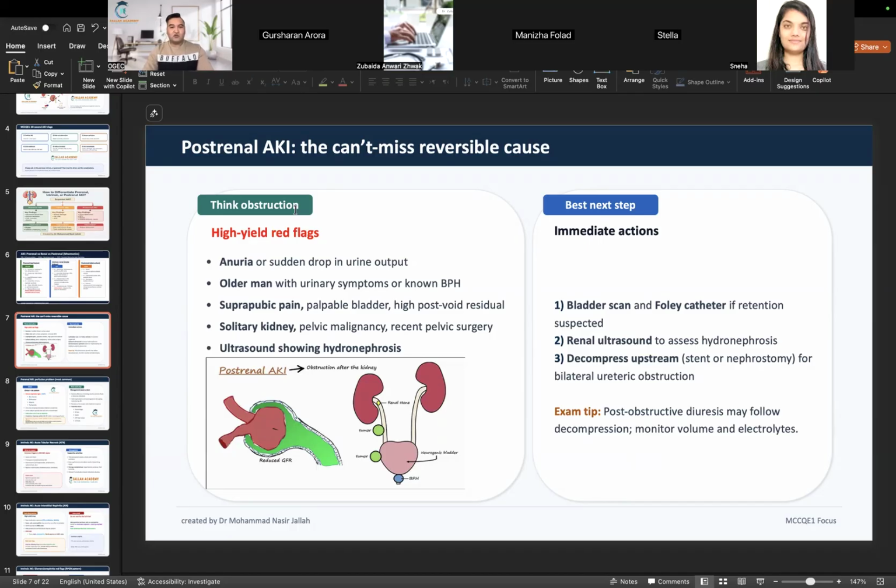Two, usually in this scenario, I'm not saying it doesn't happen to the young generation, but usually, if they want to test you on post-renal, they will give you somebody elderly and usually male.